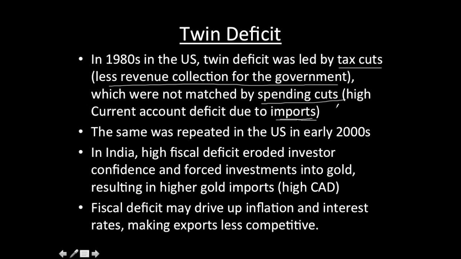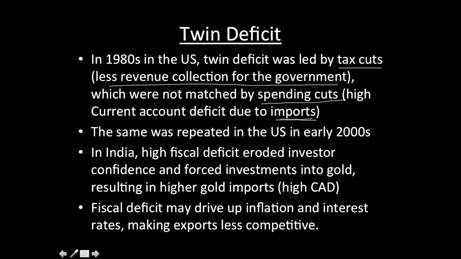So sticky imports combined with less revenue and high fiscal deficit for the government resulted in twin deficit, because this resulted in high fiscal deficit, and high or sticky imports resulted in high CAD. The same was repeated in the US in the early 2000s. In India, how did it happen?